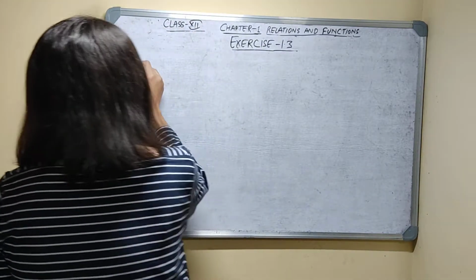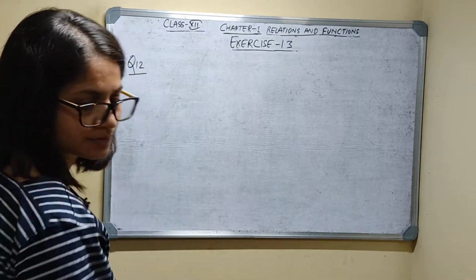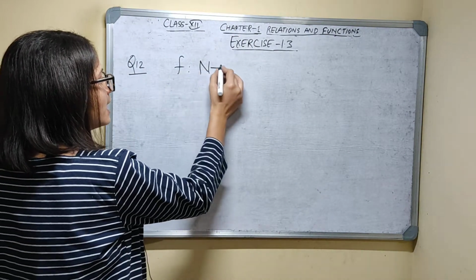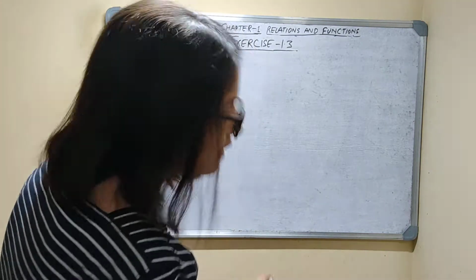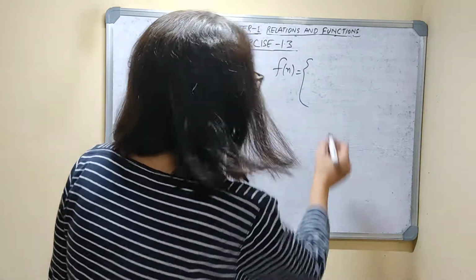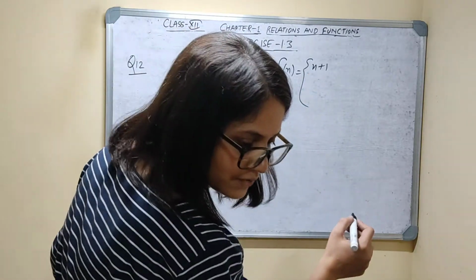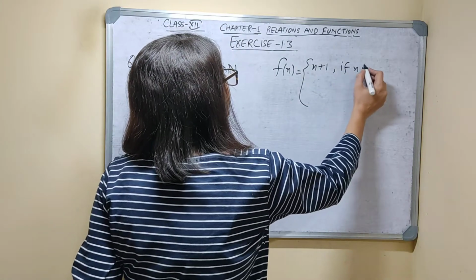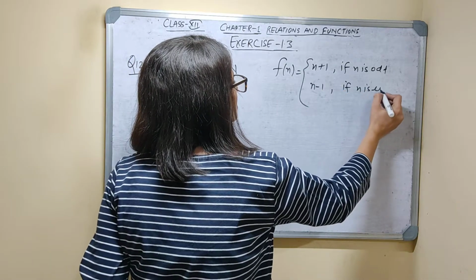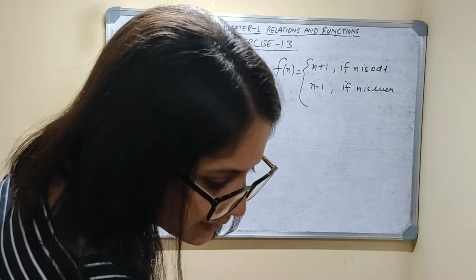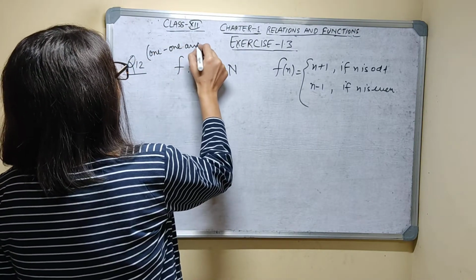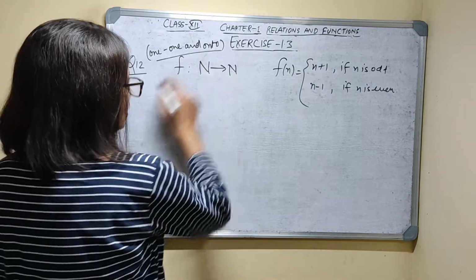You can see question number 12. Show that the function defined from natural numbers to natural numbers, f from N to N, defined by f of n is equal to n plus 1 if n is odd, n minus 1 if n is even, is both one-one and onto. You have to prove that it is one-one and also onto.